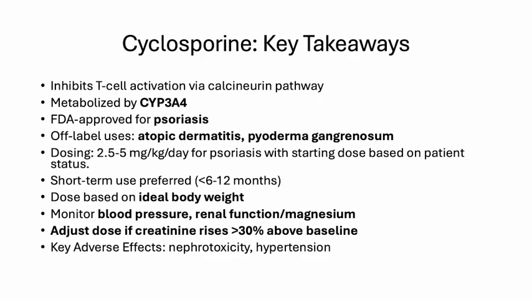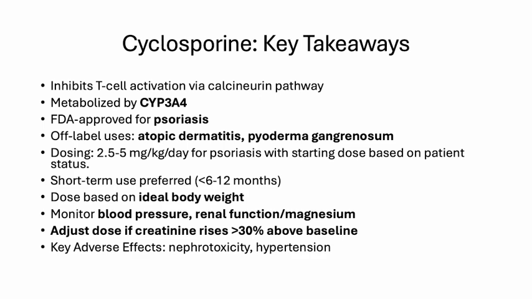So to summarize this section on cyclosporine, some key takeaways: it inhibits T cell activation by inhibiting calcineurin, it's metabolized by CYP3A4 in the liver, it's FDA approved for psoriasis, but we use it off-label for other conditions like atopic dermatitis and pyoderma gangrenosum. It's dosed typically between 2.5 to 5 milligrams per kilogram per day for psoriasis, with starting dose based on patient status.